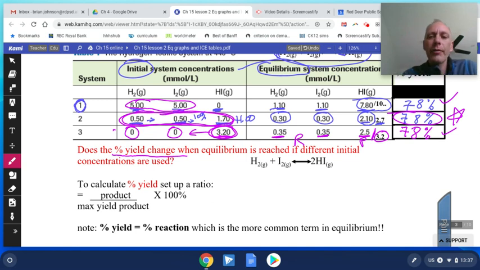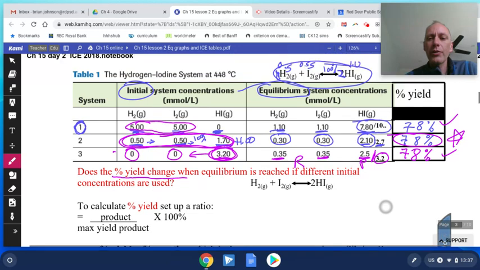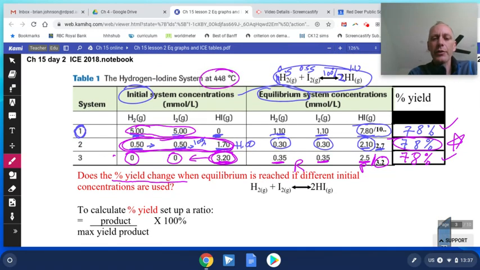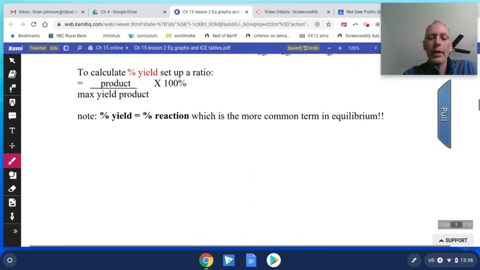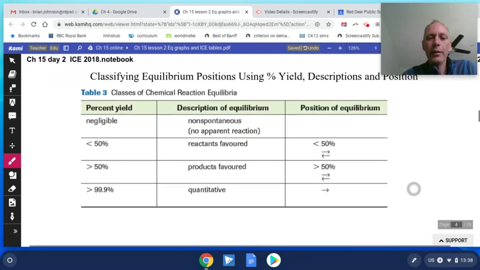And finally, every reaction has its own unique equilibrium position. So hydrogen iodide at this temperature is always 78% product. Okay, that is a characteristic of that equilibrium system. And you're going to discover every reaction has its own percentage at a defined temperature. Okay, that's a big idea to take away.